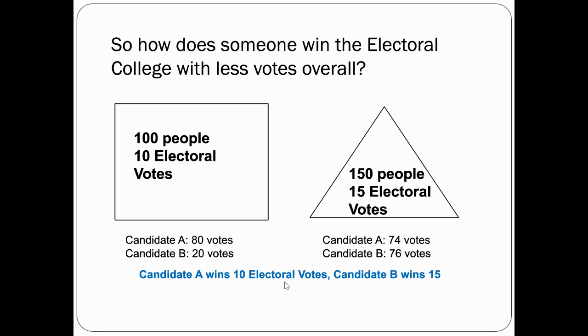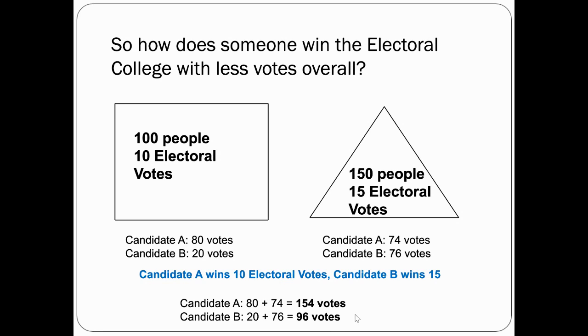So after these 2 states, candidate A gets 10 electoral votes, candidate B gets 15. Candidate A won square state and gets the 10. Candidate B wins triangle state and gets the 15. But if you were to add all of their votes together, candidate A overall got 154 votes, whereas candidate B only got 96 votes, right? Because candidate A won by a lot here, got 80 votes and then 74 votes, whereas candidate B got barely any votes in this state, but got just enough in this state to win. So although candidate B got 15 electoral votes and candidate A only got 10, overall, candidate B got less votes.